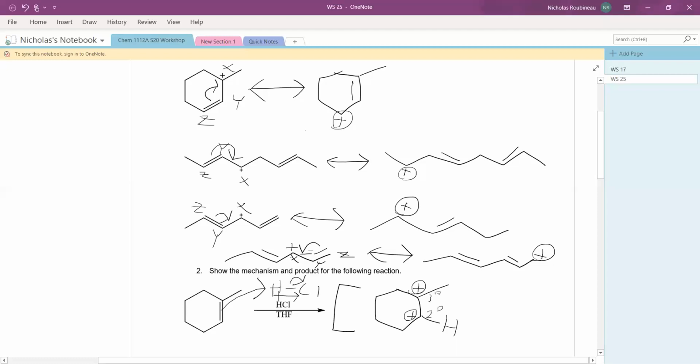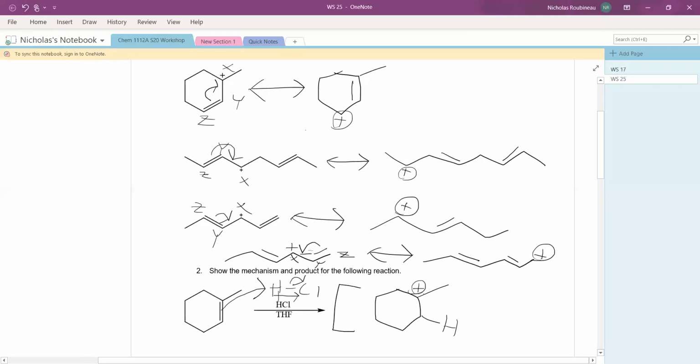Secondary versus tertiary positions, which one is more stable? Tertiary, yes, thank you. So because of that, that's why the hydrogen goes on a secondary position and the cation forms on the tertiary position, because that's the more stable one.